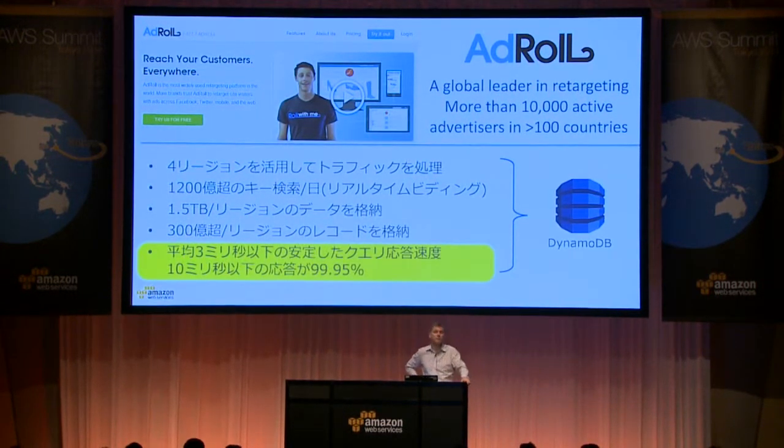AdRoll is one of the largest retargeting providers in the world. They operate in over 100 countries. They work with a real-time bidding platform, and they do retargeting. So retargeting is the process of when you visit a site, maybe you've looked at something, a pair of shoes online or something, and then you move on to something else. When you visit another site that's one of their customers, the ad that will be shown is the pair of shoes you were looking at. This is called retargeting, and it's designed really to remind people that perhaps they wanted to buy those items.